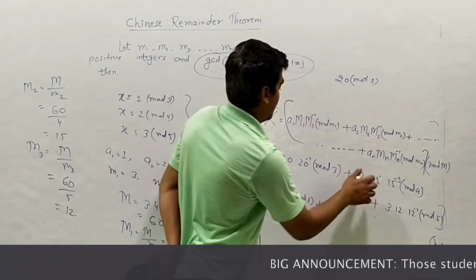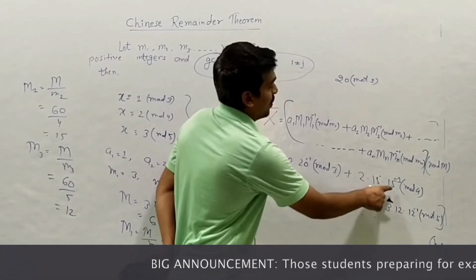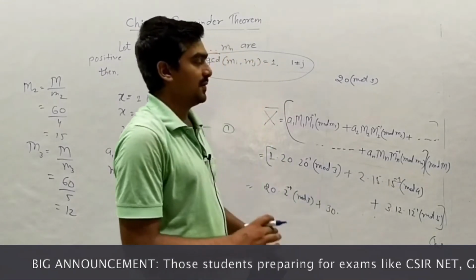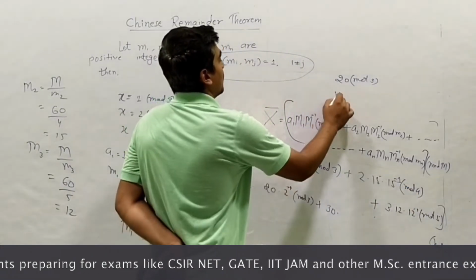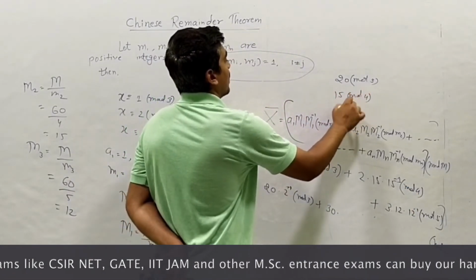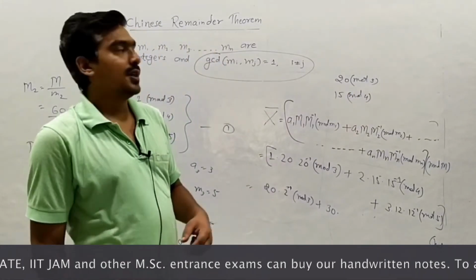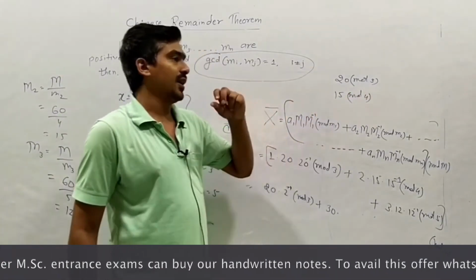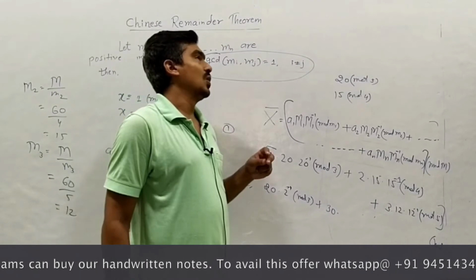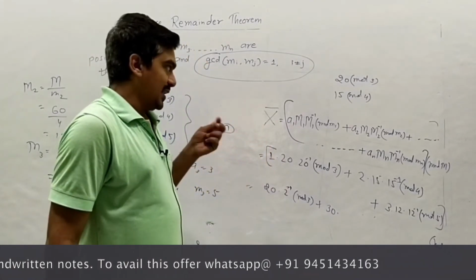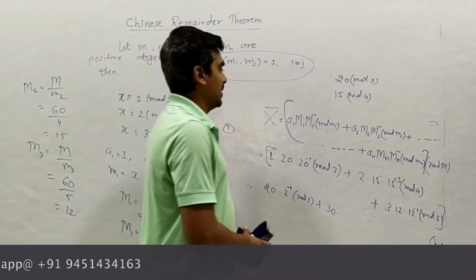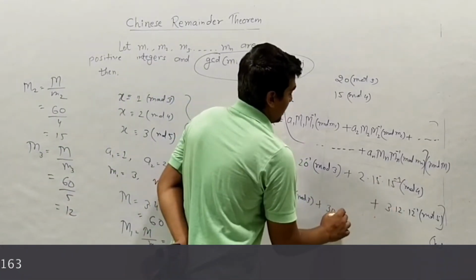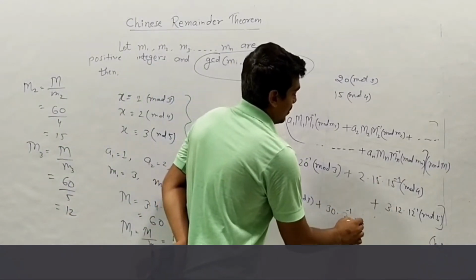Plus 2 times 15 times 30. What is 15 inverse? 15 inverse modulo 4. First we find 15 modulo 4. What is 15 modulo 4? Divide 15 by 4 and get remainder. So 4 times 3 is 12, and remainder is 3. So 15 inverse can be written as 3 inverse in modulo 4.